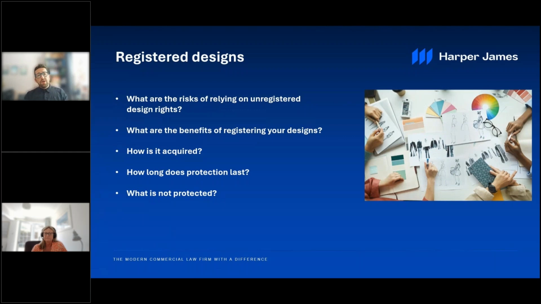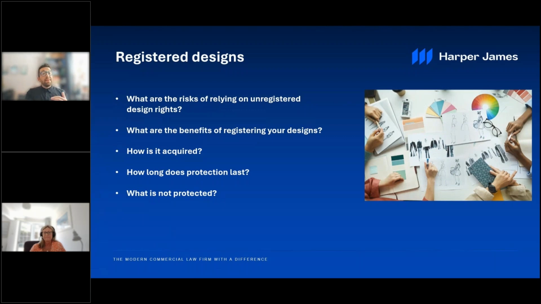So a UK registered design right can protect the appearance of a product, which would include features such as the lines, contours, shape, color, texture, materials, and ornamentation. But most importantly, it can also protect surface decoration. So if we go back to the dress, it can protect the whole thing, basically.